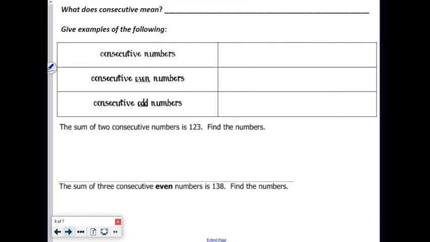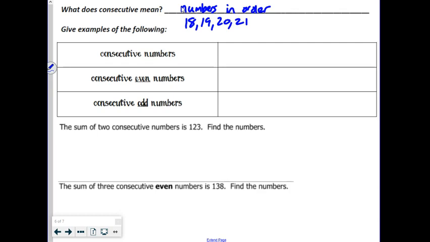Another type of problem that you might see is one about consecutive numbers or consecutive integers. So what does consecutive mean? Well, they are numbers in order. So nothing too complicated, but like if I start at 18, 19, 20, 21, those are all consecutive numbers.